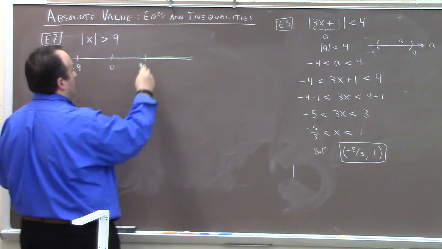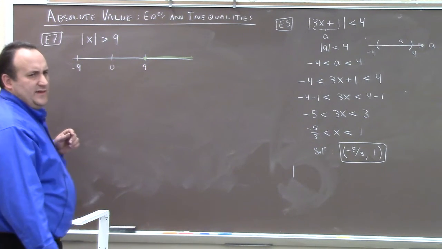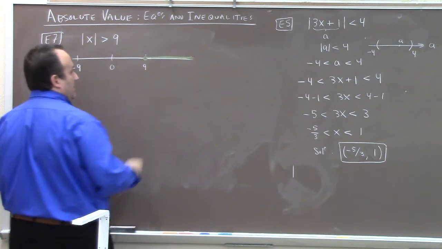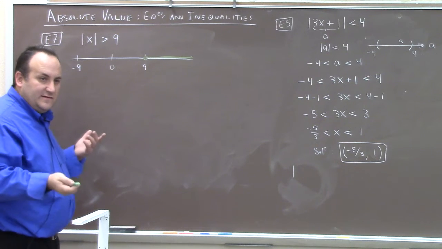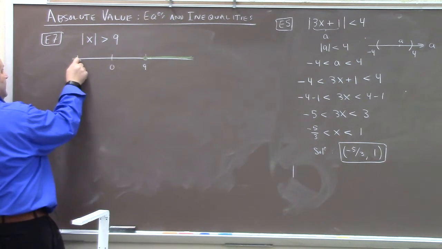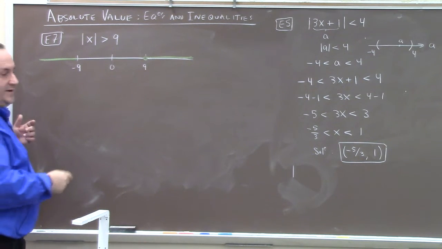For example, it could be equal to 9. Oh, wait a minute, it couldn't be equal. I better put a circle there, right? But how about minus 10? If x is equal to minus 10, well, absolute value of minus 10 is 10. Is 10 greater than 9? Certainly. So we could also have any x's over here, right?